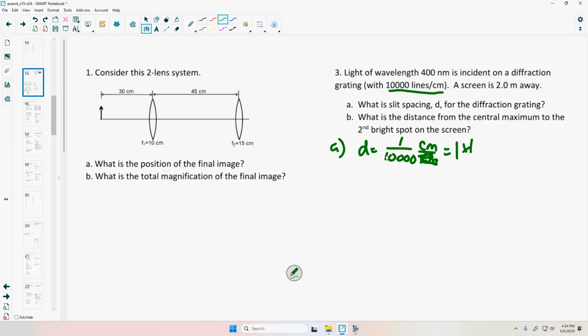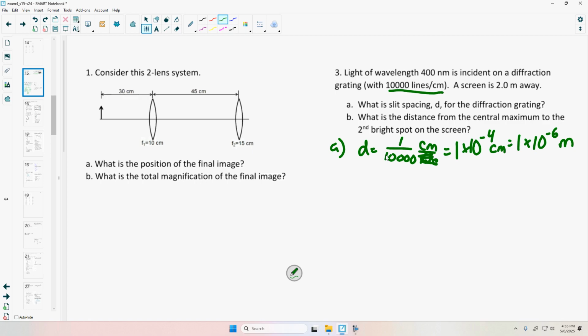That's 1 times 10 to the minus 4 centimeters. It will be in centimeters or millimeters, so make sure you can convert. So that's 1 times 10 to the minus 6 meters. I moved 2 places for centimeters, 3 places for millimeters. If you don't know how to convert that, make sure you know how to convert it. Every question has some sort of conversion in it.